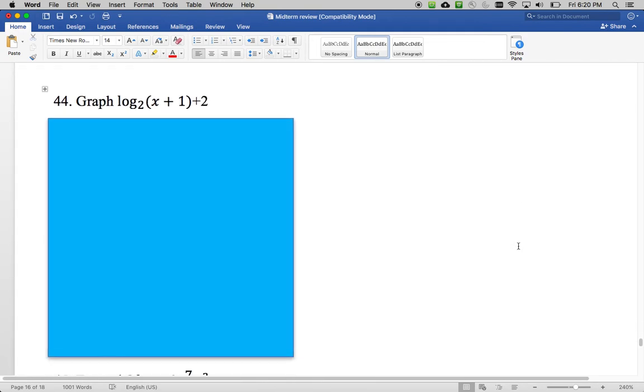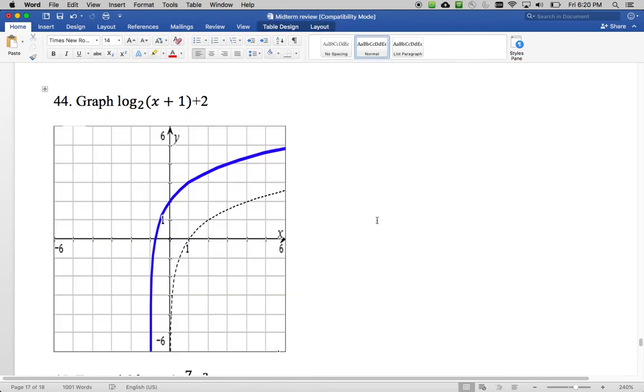All right. Graphing this, again, just plug it in, guys. Plug it in, plug it in. Here's your regular parent function. With this, you're shifting it to the left 1 and up 2. So this point here goes left 1, up 2.